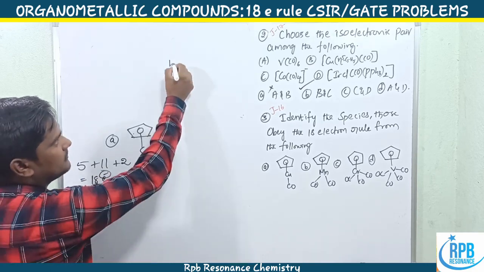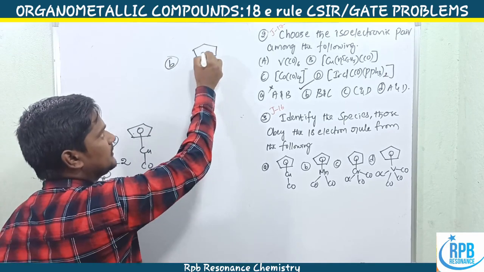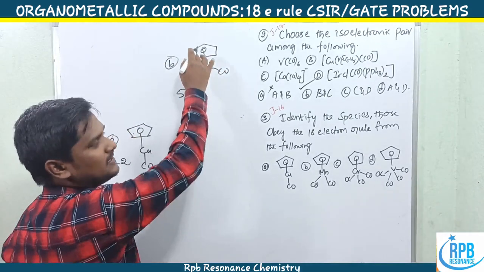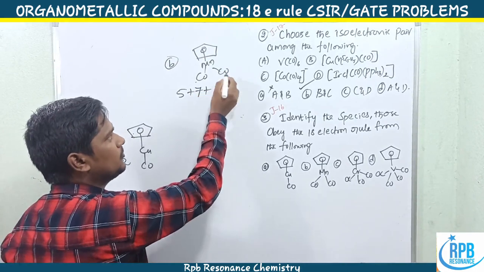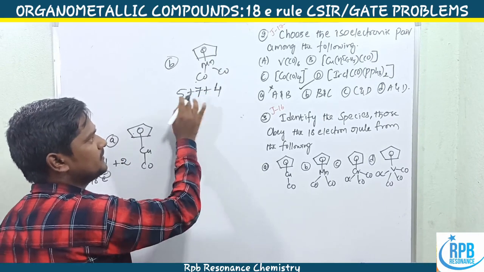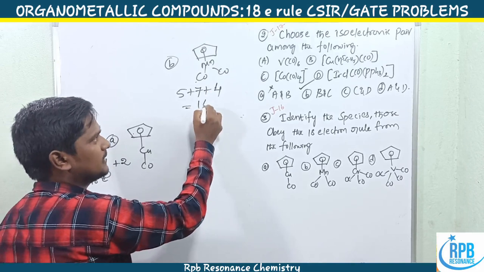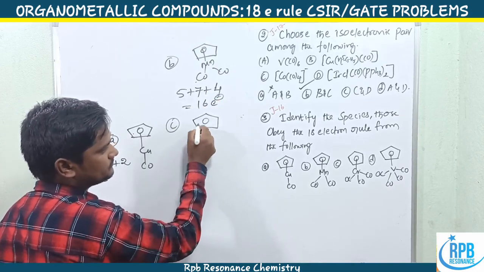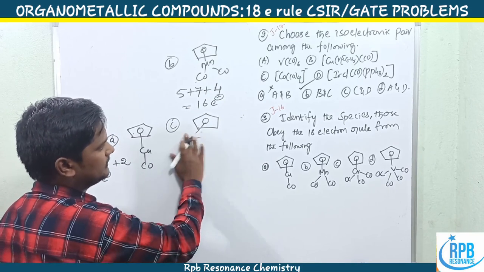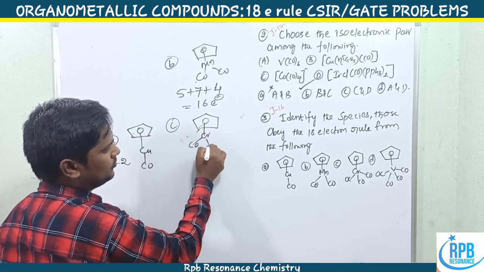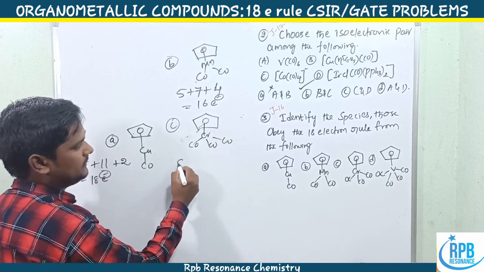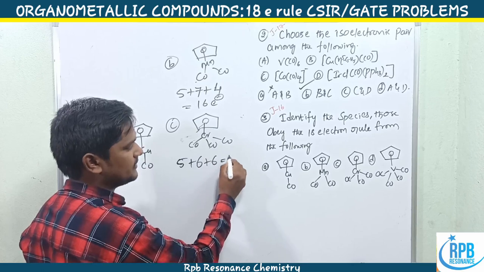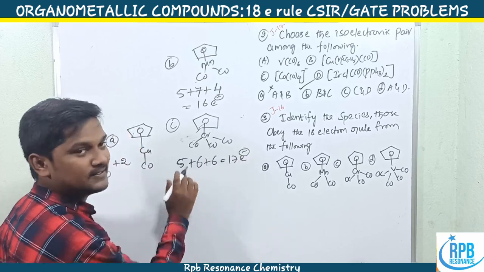Now what about B? So B is the system manganese Cp (CO)2. Cp is 5, Mn is a 7 electron donor, 2 carbonyls are 4 electrons. So 5 plus 7, 12, 12 plus 4, 16 electrons. Now what about C? So that is Cp Cr(CO)3. Here Cp is a 5 electron donor, chromium is a 6 electron donor, and the three carbonyls are 6 electrons. Totally 12 plus 5, 17 electrons.